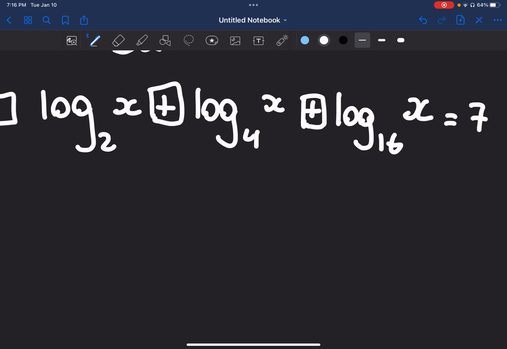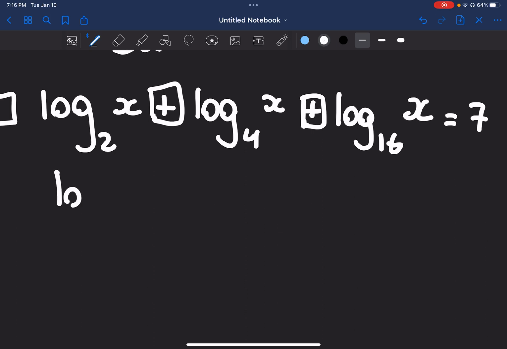Isn't that correct? But we can only multiply them when the bases are the same. Now, how do we change bases? Very good question. This is how we change bases.